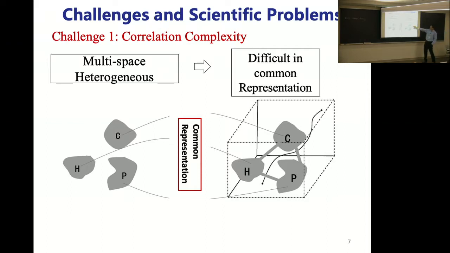Historically, people do homogeneous representation, which is very easy. We find a feature space, usually called a feature space, and then we project everything into that feature space, which we call a common space. This is the traditional approach.